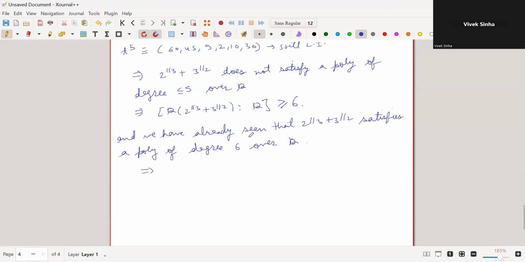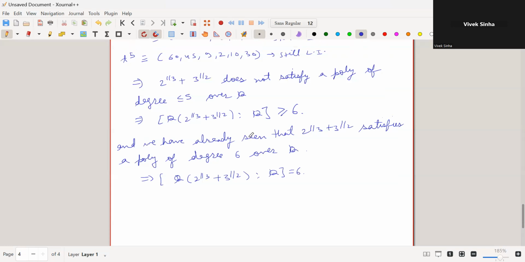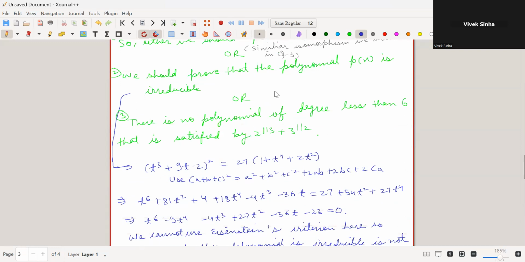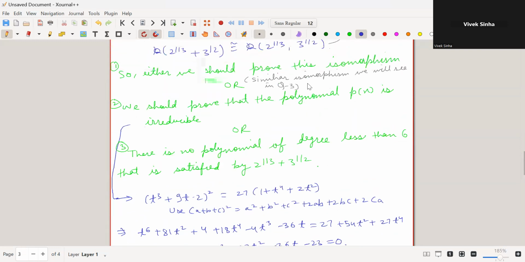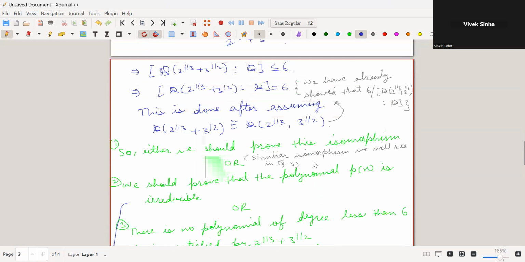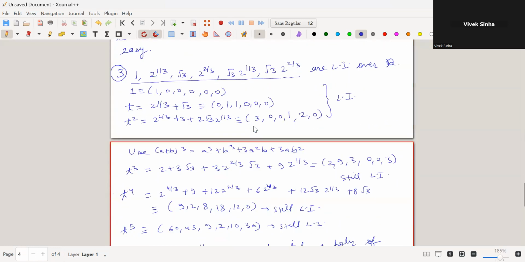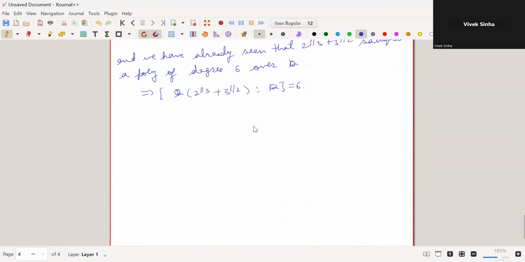So this implies we have the equality. So now there is no gap, and this completes the solution. We can also do it by two other ways, but this one we will see in the next question. Similar argument will be there, and this one is not easy to do. But if you just want to tick an option, you can go with that. Okay, I hope this is fine.